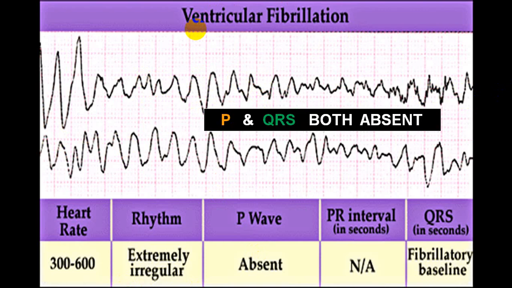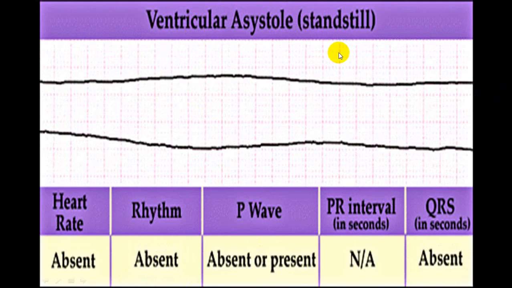So both P wave and QRS complex you cannot identify. Here also this is a straight line. There is no PQRST. Hence there is no contraction of a ventricle. We call that asystole.